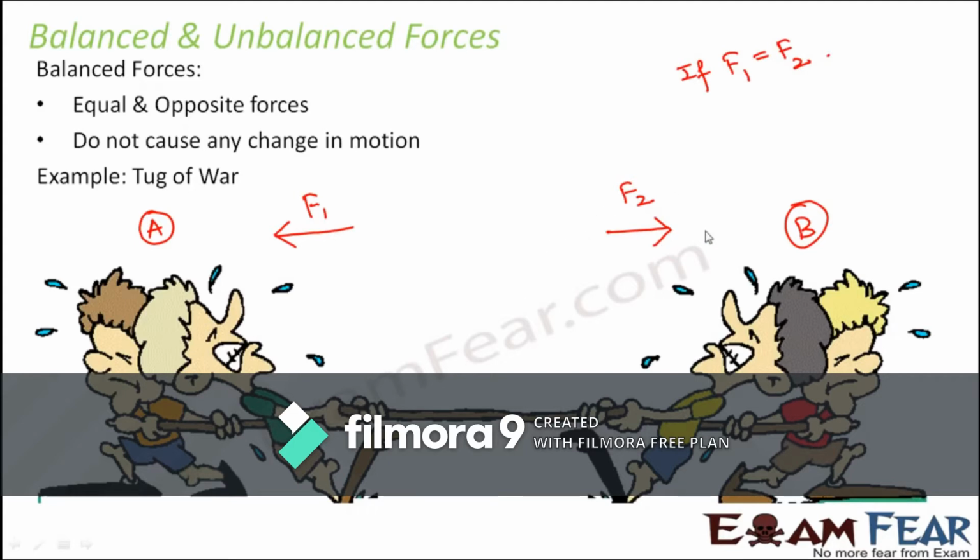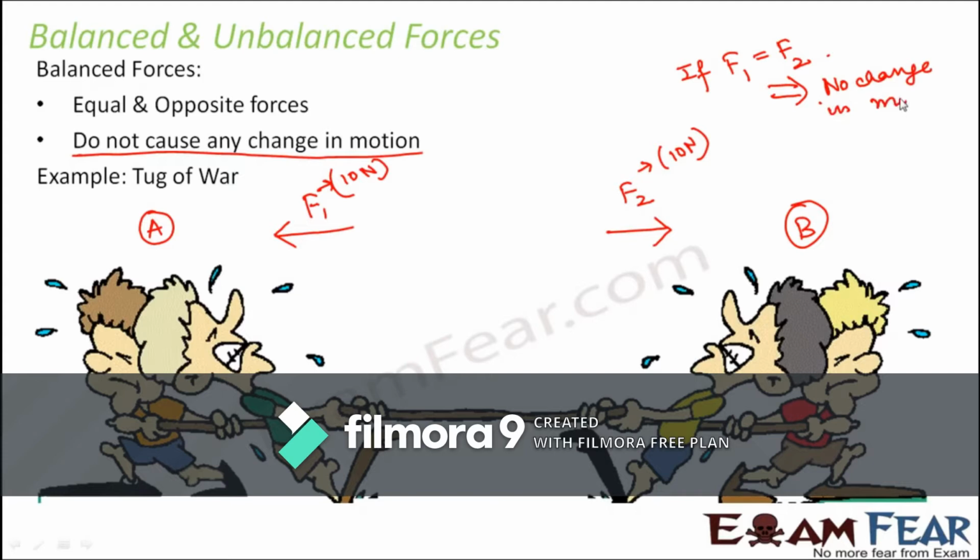Both of them are pulling with the same magnitude. So if on this side it is, let us say, 10 newtons, on this side it is also 10 newtons. If equal forces are acting in the opposite direction, which side will the rope move? The rope will not move in any direction. It will remain at the same position. So there will be no change in motion. If F1 is equal to F2, then there is no change in motion.